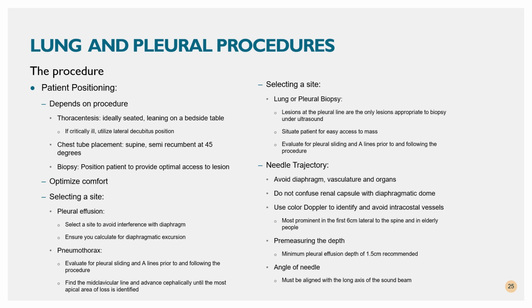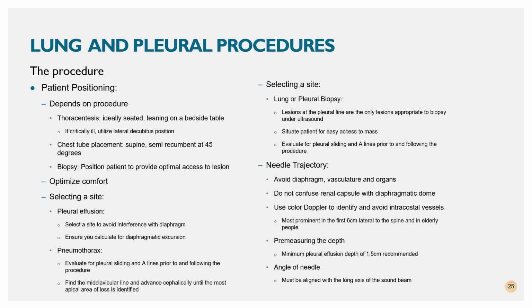Lung or pleural biopsy, again, the positioning of your patient is going to be strictly dependent on where the finding that you're trying to biopsy is. Lesions at the pleural line are the only lesions really appropriate for biopsy under ultrasound. And for this, you want to evaluate the pleural sliding and A-lines prior to and following the procedure to make sure you didn't cause any iatrogenic pneumothorax.